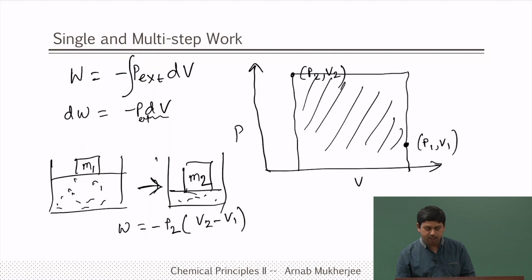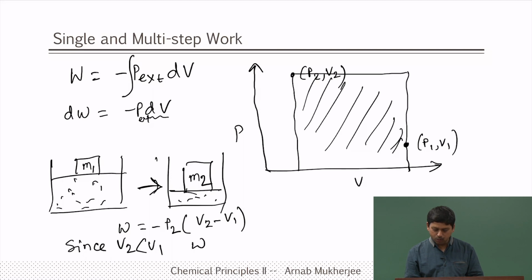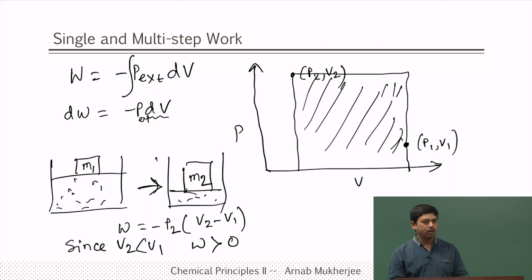This is the shaded region of the curve. The minus sign is due to the fact that we are always considering work done on the system, right. Now, since V 2 is less than V 1, our W is actually a positive quantity. That means we are doing positive work on the system, we are doing compression, right, that makes sense. The shaded region is the work done on the system that we have plotted.